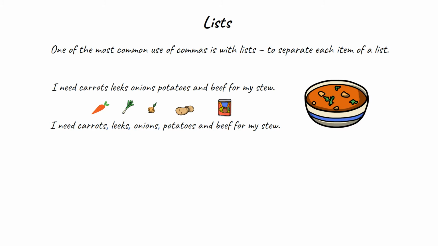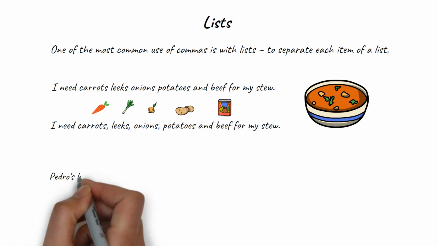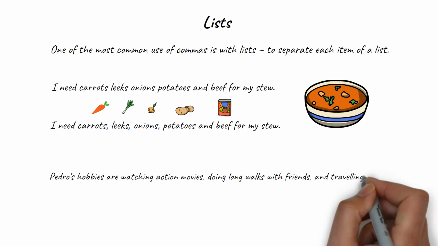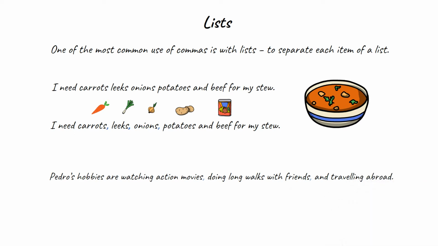Have you noticed that I did not put a comma before and? This is because it is not needed. In some situations, though, putting a comma before and helps with reading, especially when the items of the list are long. Pedro's hobbies are watching action movies, doing long walks with friends, and traveling abroad. This sentence is also correct without a comma before and. It all depends if you think the comma before and would help the reader or not.